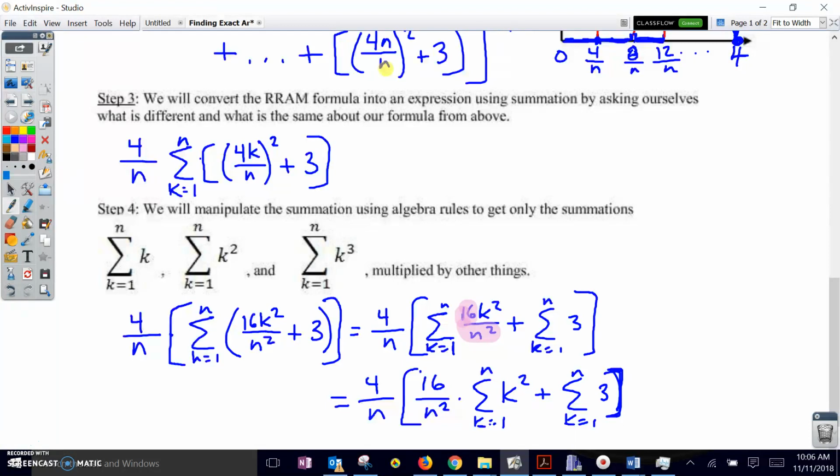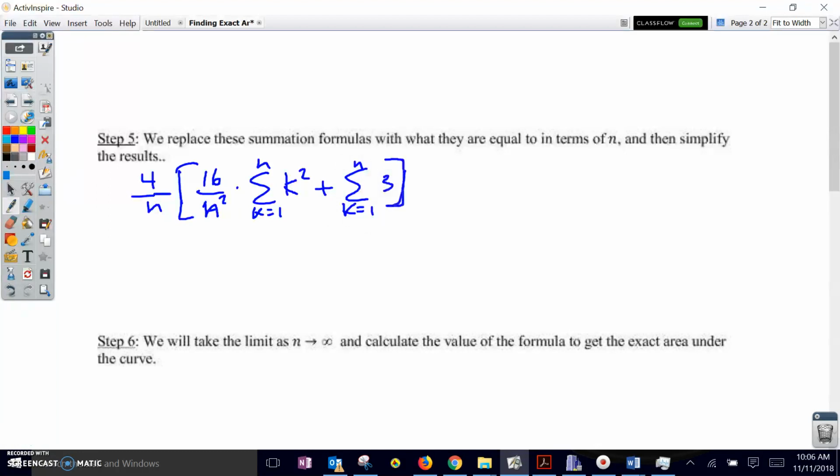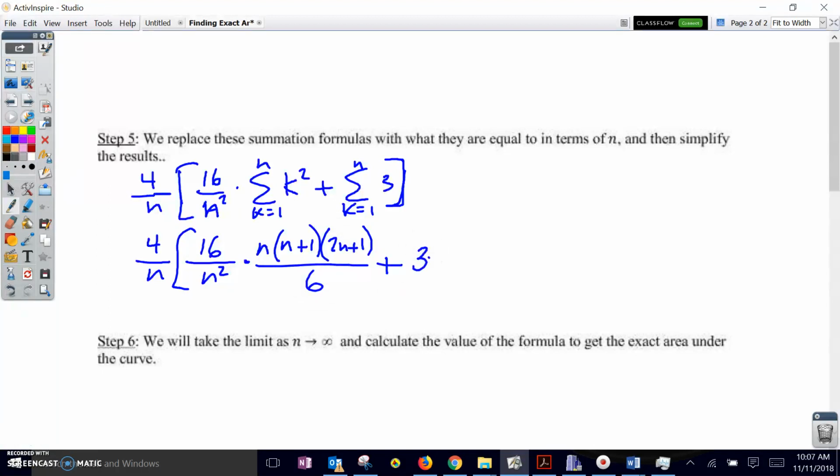Okay, now that we have that, we're going to bring it over here. And what we had was 4 over n times 16 over n squared times the sum from 1 to n of k squared plus the sum from 1 to n of 3. Now I'll use my helpful sum rules. I've got 4 over n times the quantity 16 over n squared times n plus 1 times 2n plus 1 all over 6, plus 3n.